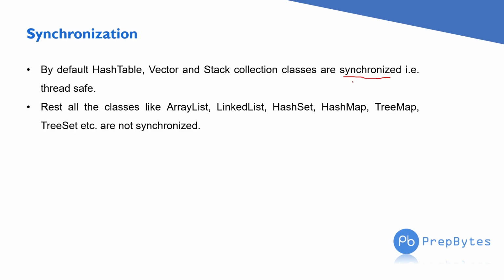The rest of the classes like ArrayList, LinkedList, HashSet, HashMap, TreeSet are not synchronized. They are not thread safe. They can become thread safe by external methods, but they are not internally thread safe by default. Okay, only Hashtable, Vector, and Stack are thread safe. Fine. After this, now we can go to inter-thread communication.